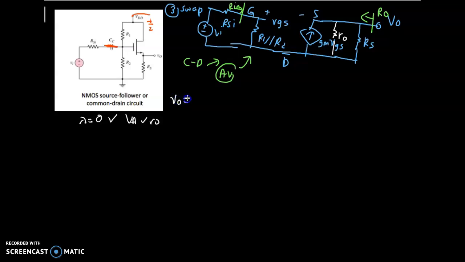First is your V out. What is your V out? Ohm's law: I out times R out. What is your I out? This is the current source, right? So it has the same direction, so your current source is the output current, multiplied by your R out, which is your small r parallel with RS. Okay, then we are done with the output.